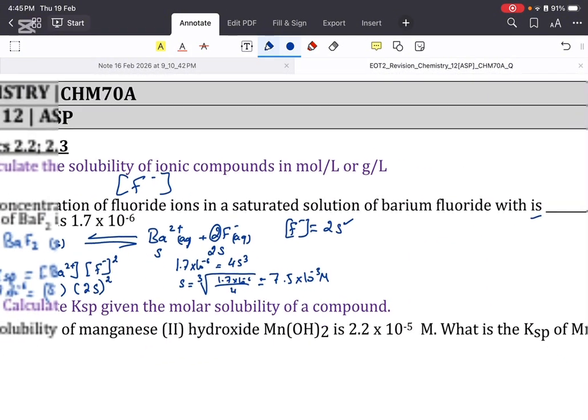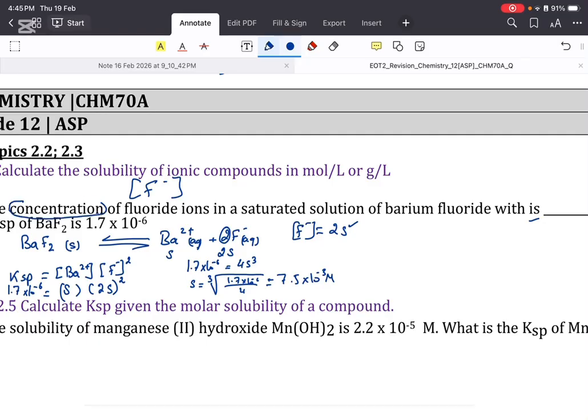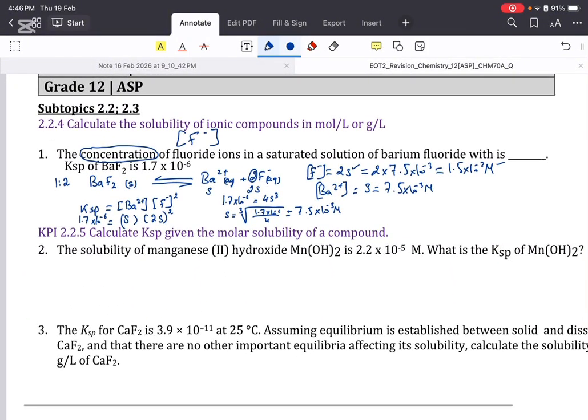All I need to do now is calculate the concentration. They didn't tell me to find the solubility. They told me to find the concentration of F minus. So it's going to be 2 times 7.5 times 10 to the power negative 3, and the concentration is 1.5 times 10 to the power negative 2 molar. Now if they ask to calculate the concentration of barium, it is equal to S. It is equal to 7.5 times 10 to the power negative 3, the solubility.